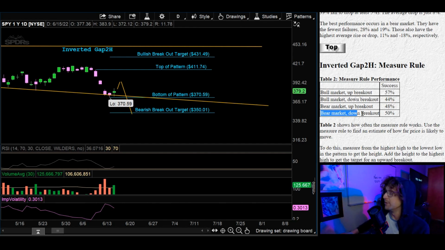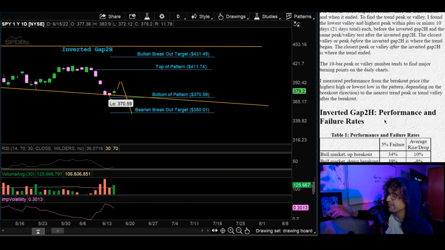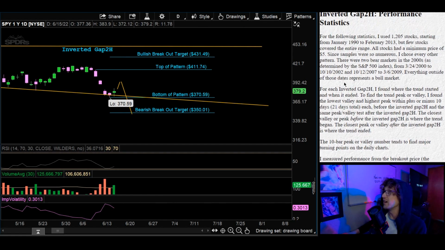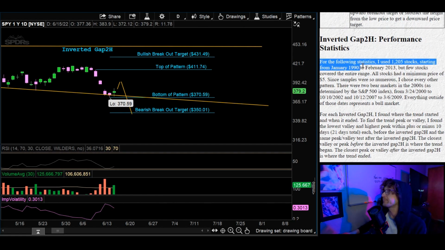So in a bear market breaking down, if the price closes below the bottom of the pattern, then you've got a 50% chance of hitting that measure rule, that full move. And so to generate the target, you take the height of the pattern, multiply it by 0.5, or take half of it, and then apply it to the breakout price. And that's how you come up with Bulkowski targets, and that's why they work so well. It's because these are statistical averages. And he used a lot of stocks. I think he goes into it.